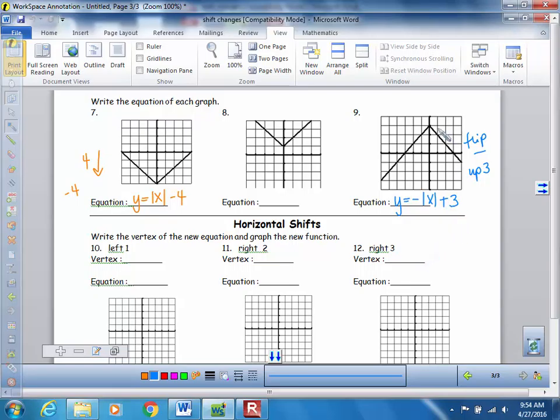Okay, so remember on those, our original spot is always at the origin, and all you're going to do is count either up or down to figure out where the graph moved.